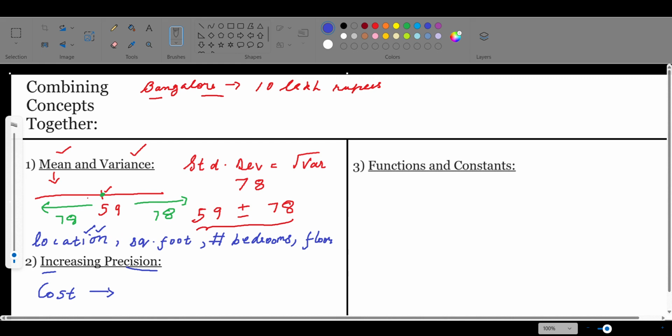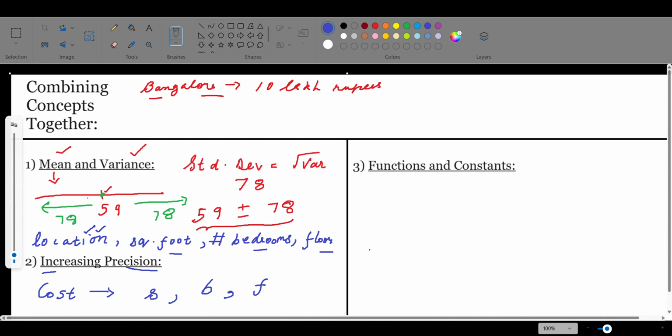But for now, we'll take the three numerical variables that we talked about, which is square foot area, number of bedrooms, and the floor on which the house is. So let's say that the cost is dependent on these three features. I'm going to write S for square foot, B for the number of bedrooms, and F for the floor.